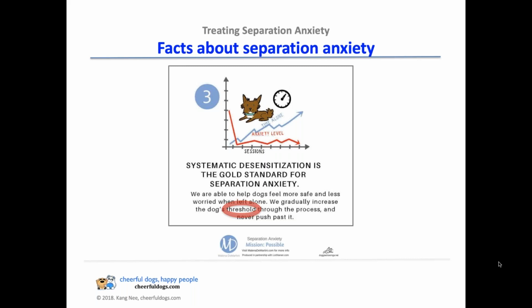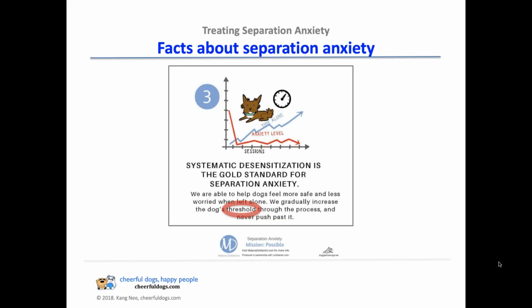So this means that the dog is the one that sets the pace of learning. If today a dog can only cope with being alone for 1 minute, that's it. We're not going to push beyond that 1 minute just yet. At all other times, if the pet parent has to be away at work, whatever, for longer than a minute, someone has to be with the dog.